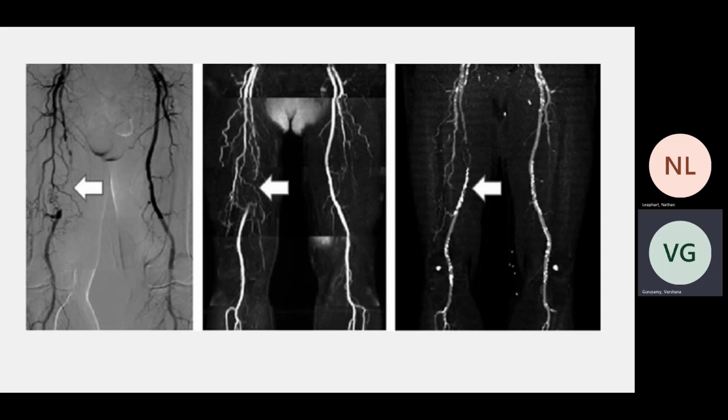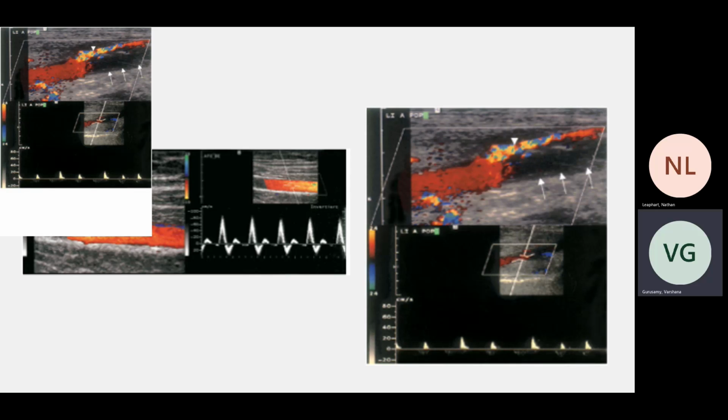So this is an MRA, and this is just showing you the detail that you can see. And here's where you can see the calcium in the vessels too. And this is an angiogram just showing you what that would look like when we actually brought the patient into a procedure. And then these are typical images from an ultrasound.